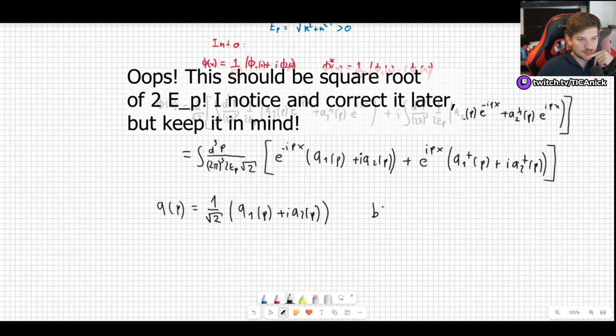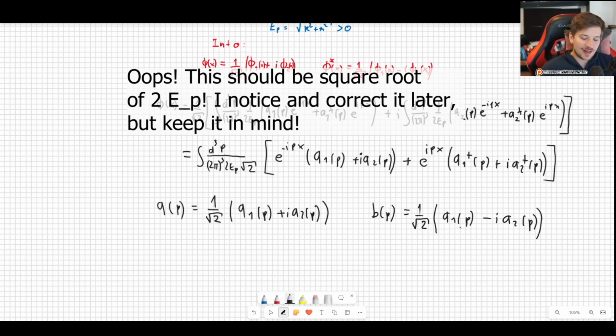And also we have b(p). So this is going to be 1 over square root of 2 and this thing right there. But notice that we want this to be the conjugate version. So we are going to have a_1(p) minus i a_2(p). That way, when we actually take the complex conjugate, we're going to get a_1 dagger and then minus i a_2 dagger. So that's why we defined it that way.